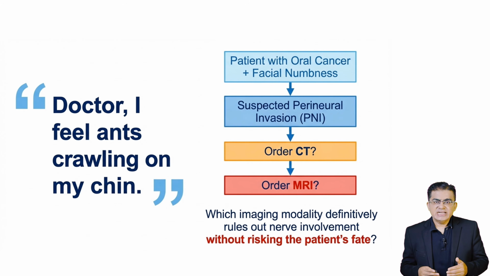Suppose a patient with lateralized tumor comes to your OPD and says he feels formication, meaning ants crawling on his cheek. We call it numbness or paresthesia. Now we have to figure out if a nerve is involved by his tumor to explain these symptoms. So the critical question becomes, which imaging do you want to do for this patient to look for perineural invasion? CT or MRI?